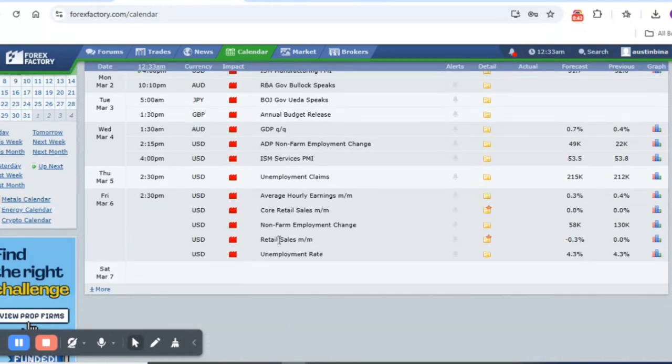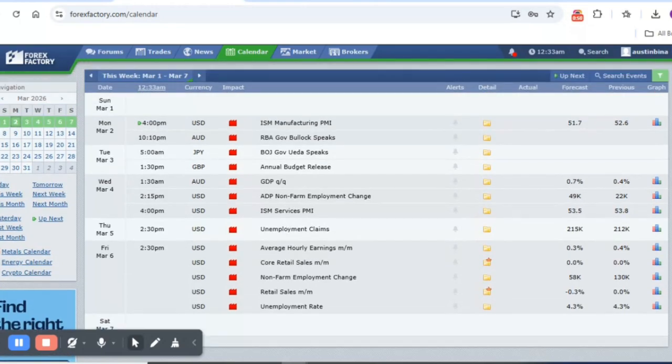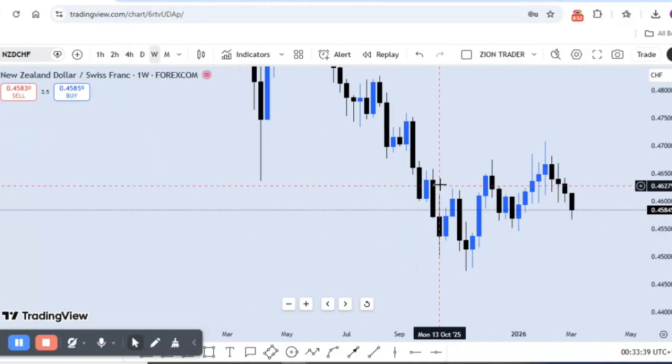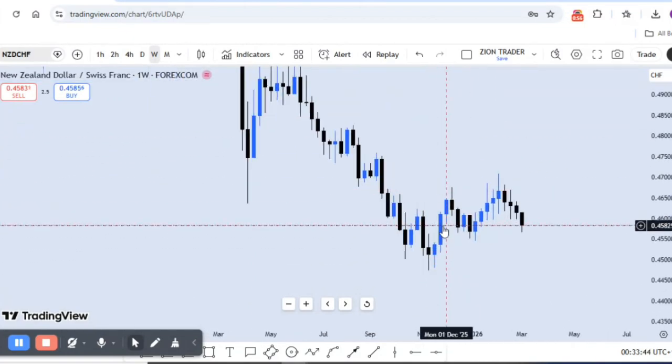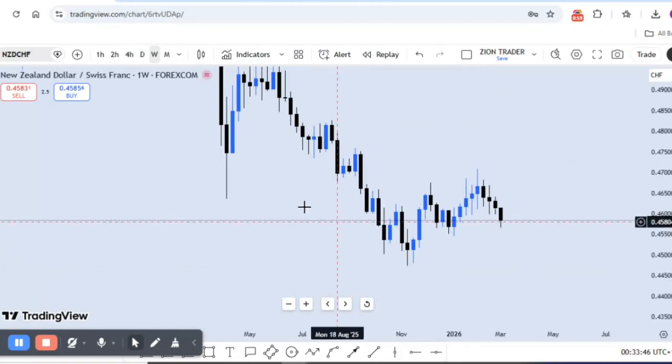But guys, this very week we have NFP coming up, and it's going to be a very good week, right? So let's be prepared for it. The market is already moving. There are a lot of moves already happening in the market. So let's quickly see what we have.